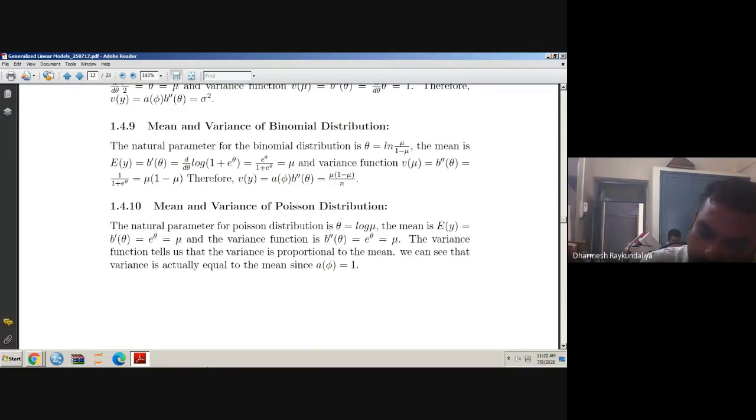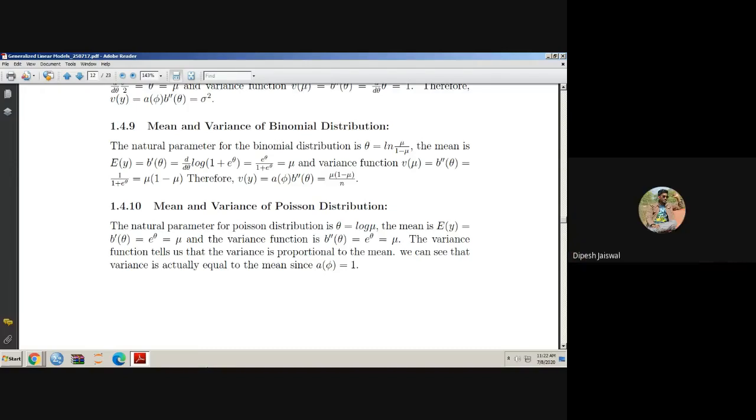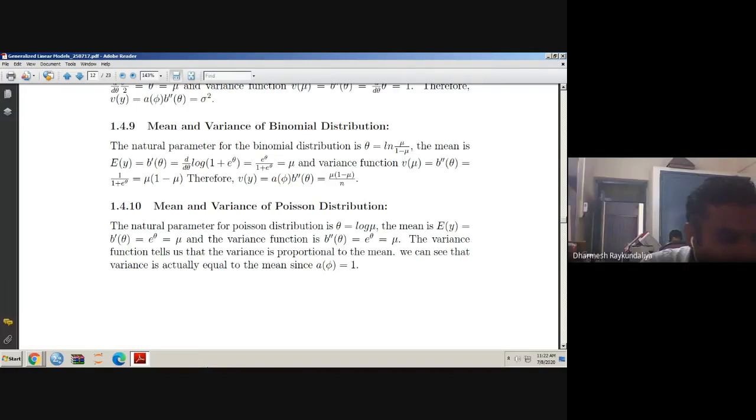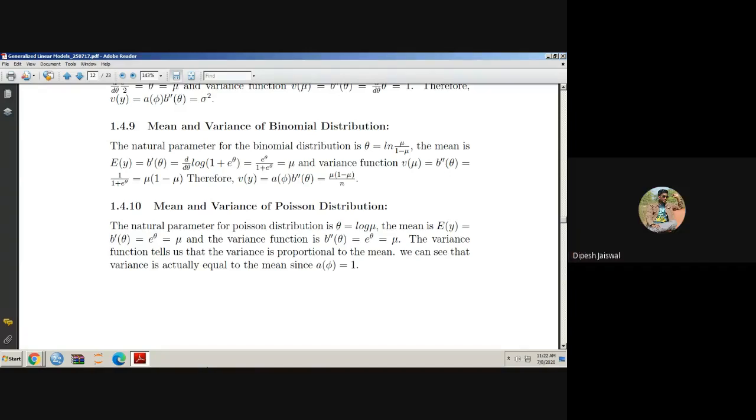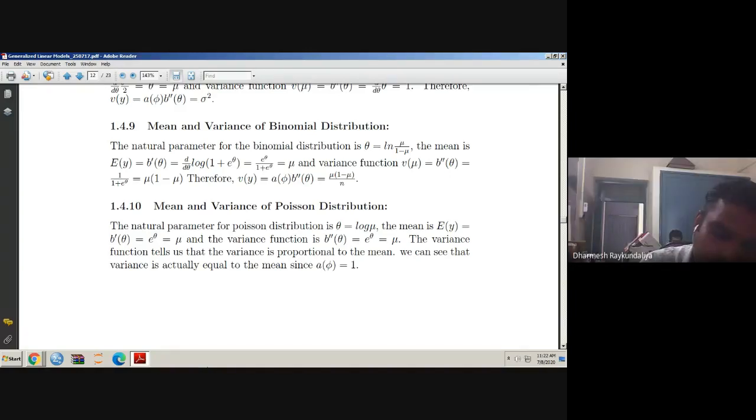What is the derivative of b(theta) with respect to theta? That is called b dash theta. The answer is e raised to theta, since the derivative with respect to theta remains the same. What about b double dash theta? It is again e raised to theta. We know that theta equals log mu, so mu equals e raised to theta. So we can write b dash theta equals mu and b double dash theta equals mu.